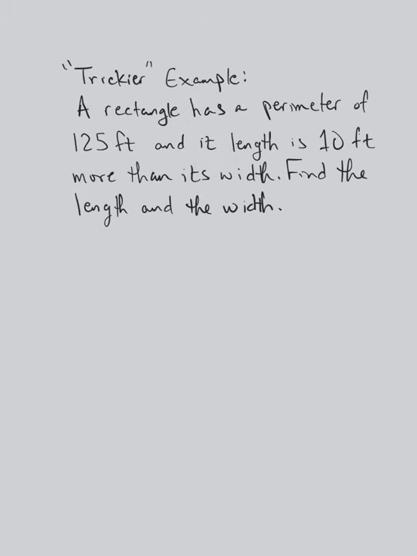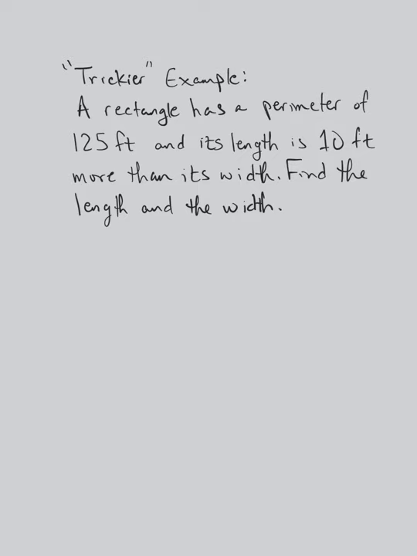Okay, so let's look at a slightly trickier example here. A rectangle has a perimeter of 125 feet, and its length is 10 feet more than its width, and we're going to find the length and the width. Okay, so notice that neither the width nor the length are given to us here.